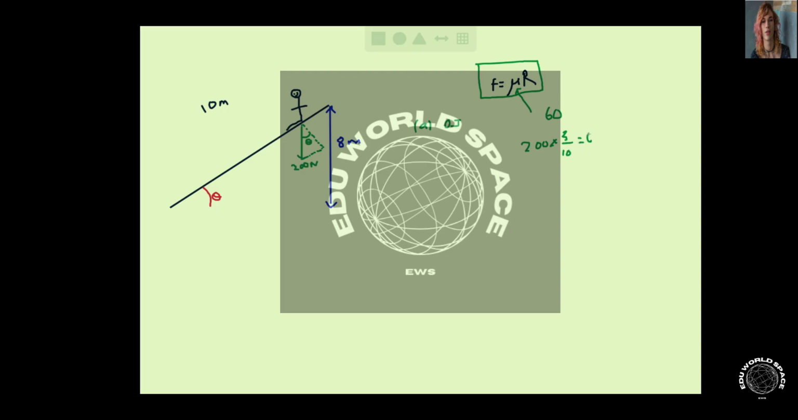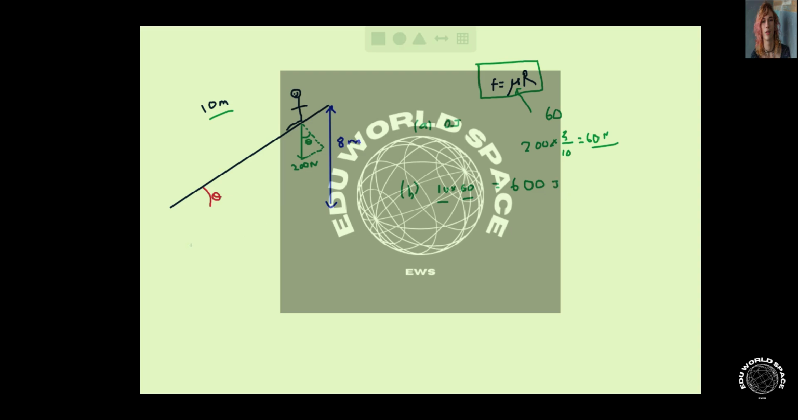which is 60 newtons. We also know that the work done by a force is the force multiplied by the distance in the direction of the force. So we know that the force is 60 newtons and he slides 10 meters down the slide, and therefore the work done against the frictional force is 10 times 60, because here we have the force and here we have the distance, which is equal to 600 joules.